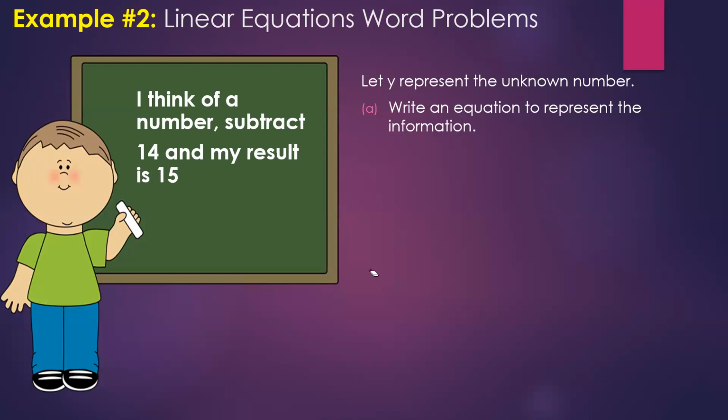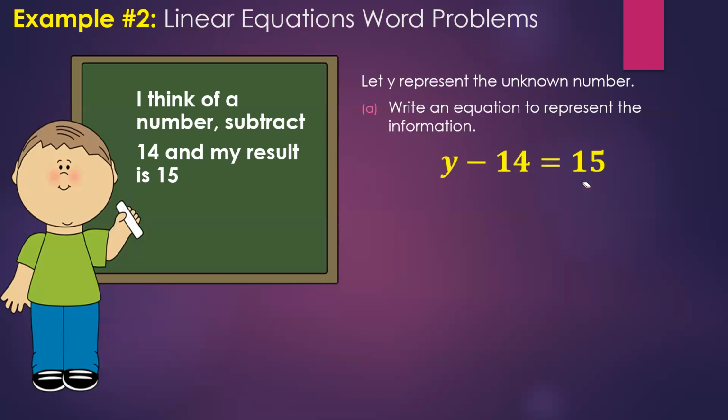Olivia, what did you have for your answer? Where's Olivia? Olivia, are you there? I can't hear from Olivia. Nevaeh, what did you have for your answer for the equation? Y take away 14 equals 15. Okay. And Michael, what did you have for your equation? Y take away 14 equals 15. Very good. So that's the right answer. Y minus 14 equals 15.